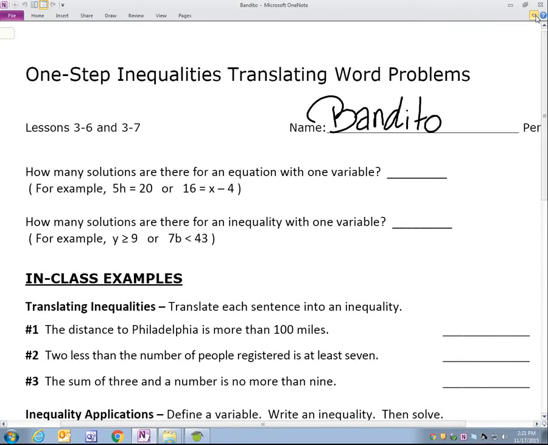How many solutions are there for an equation with one variable? Now, it's not asking for the solution. It's not asking for x equals blah, blah, blah. It's saying how many things can that solution be, or how many solutions are there to it. So we have, for example, 5h equals 20. How many things can be the solution there? How many solutions can we have, sir?